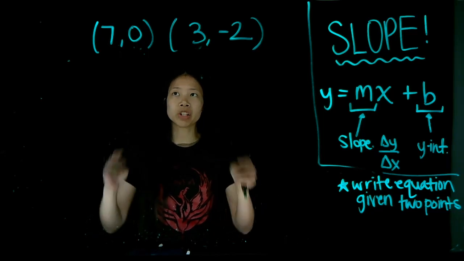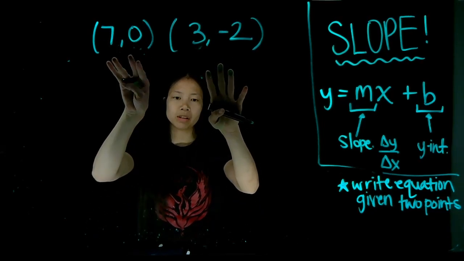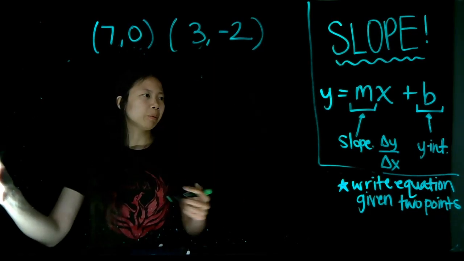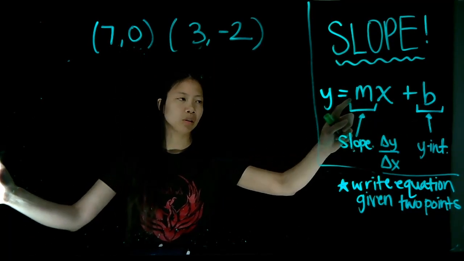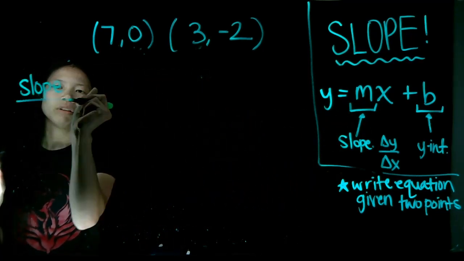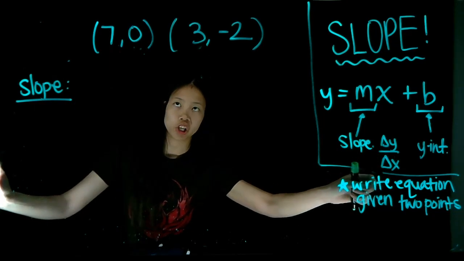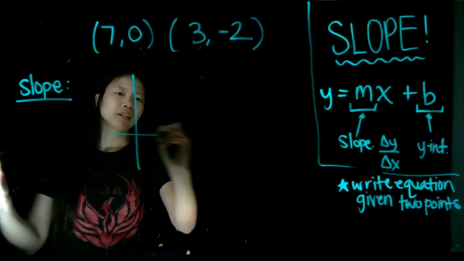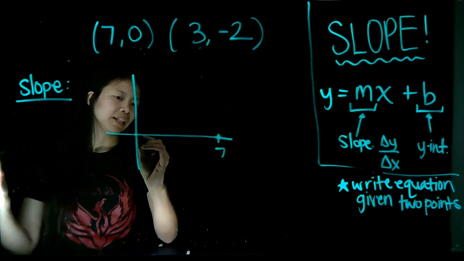All right, what if we're given 2 points and I want to find the equation of the line that goes through (7, 0) and (3, -2)? So remember, to write our equation of the line, we need both the m and the b component, or our slope and our y-intercept. So let's talk about finding the slope first, given 2 points. Remember, our slope is the same as our change in y over our change in x. So you could graph this if you want to and go over 7, up 0, and then go over 3 and down 2.